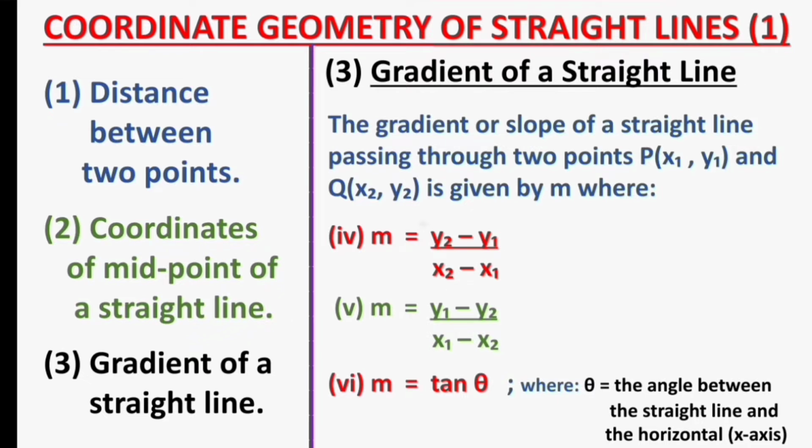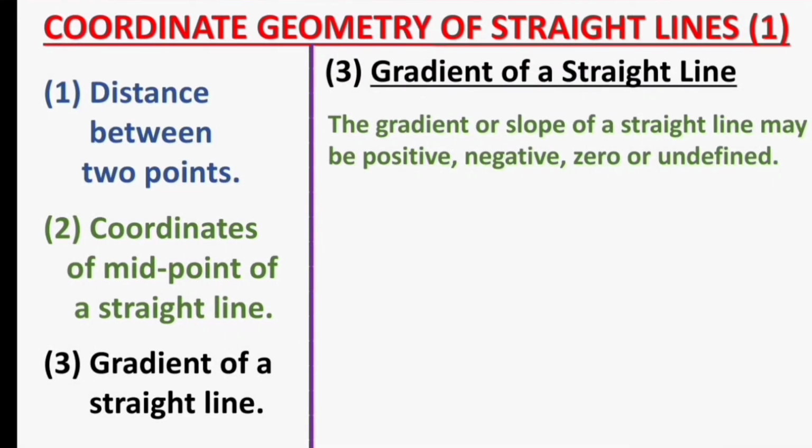Please take note of all these formulas for the distance between 2 points, coordinate of midpoint of a straight line, and gradient of a straight line. Meanwhile, let's learn more about the gradient of a straight line. The gradient or slope of a straight line may be positive, negative, 0 or undefined.